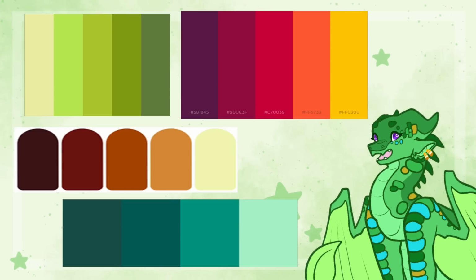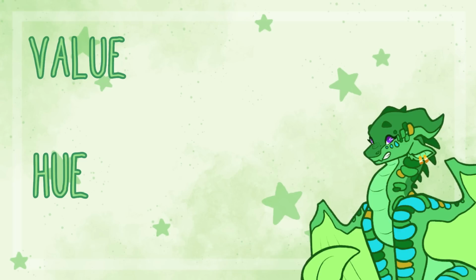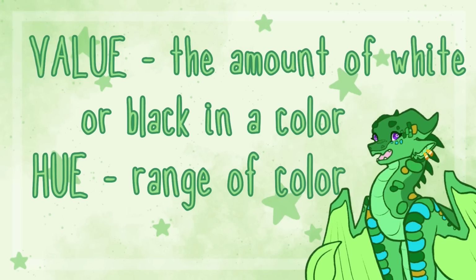I do know a couple tricks though that can help your color palettes look better, so I'm going to share one of those today. So the tip I wanted to share is related to hue and value. Value is basically the amount of white or black you have in a color. A darker shade of color has a darker value, etc. Hue is what I want to focus on. Hue is the range of color, so red, blue, yellow, etc., etc.